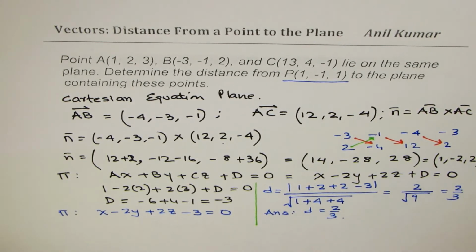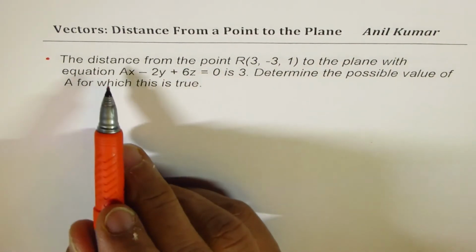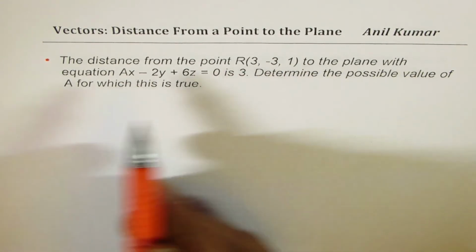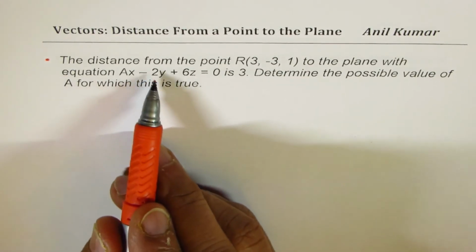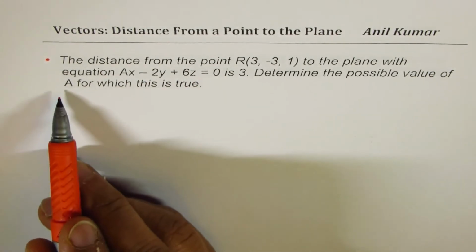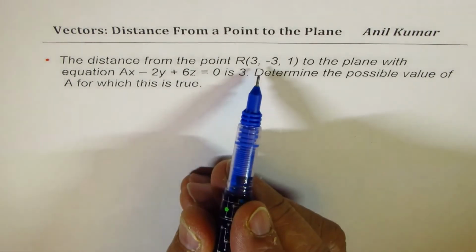Now let's take up the next question. The next question here is: the distance from the point R, which is (3, -3, 1), to the plane ax - 2y + 6z = 0 is 3. Determine the possible value of a for which this is true. So here we are given the distance, right?